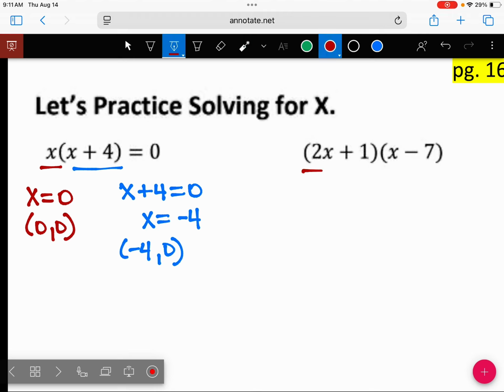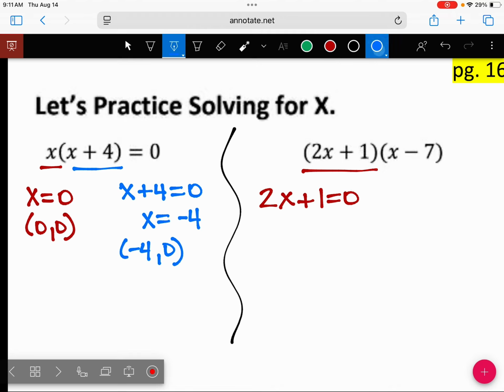All right, take a moment and do this last one on your own. This first one is going to give you either a fraction or a decimal. Both would be fine. So take a minute and solve both of those.